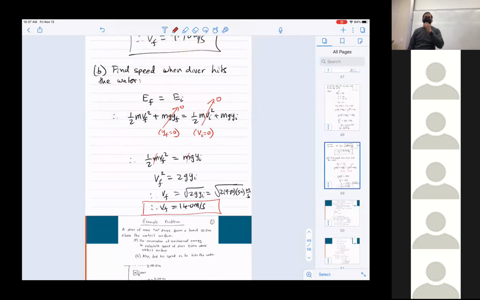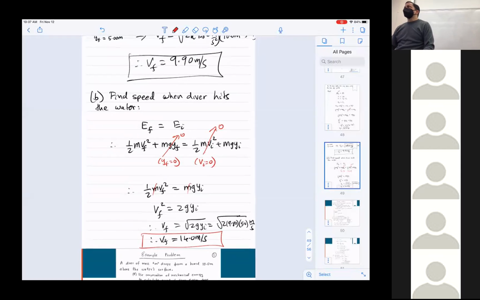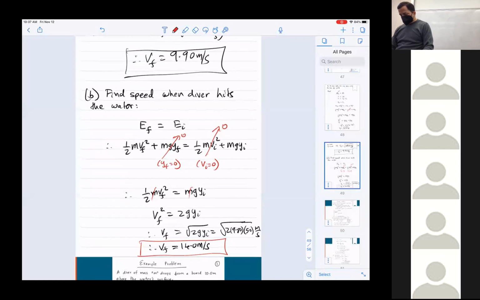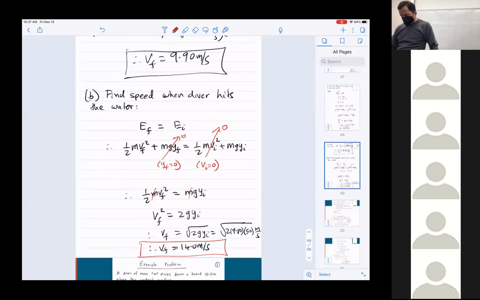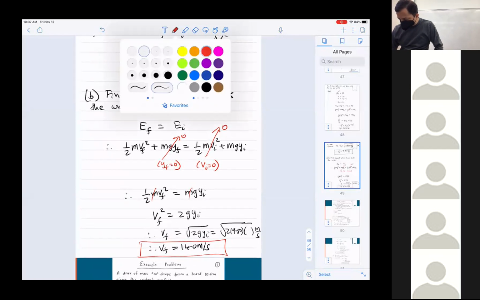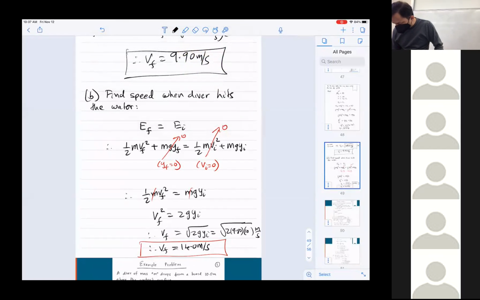So this is an example of how we can use energy conservation to solve this problem. Question? Y initial? Oh, sorry, this should be 10. Yeah, you're right. Oh, this is 10. Yep. This is the start of the springboard.